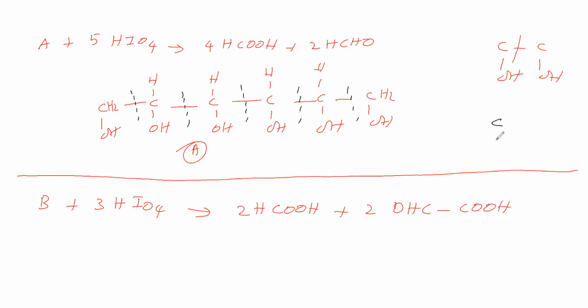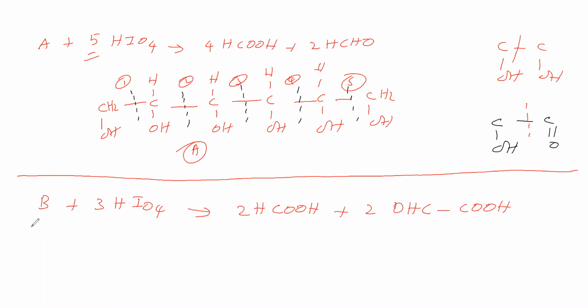Otherwise, a vicinal OH and a vicinal carbonyl group, that C-C bond also can be broken by periodic acid. One group is OH, another group is a carbonyl group. Now here how many C-C bonds are we breaking? We see 1, 2, 3, 4, 5. Therefore 5 times periodic acid. So 5 times periodic acid means 5 C-C bonds we are breaking.